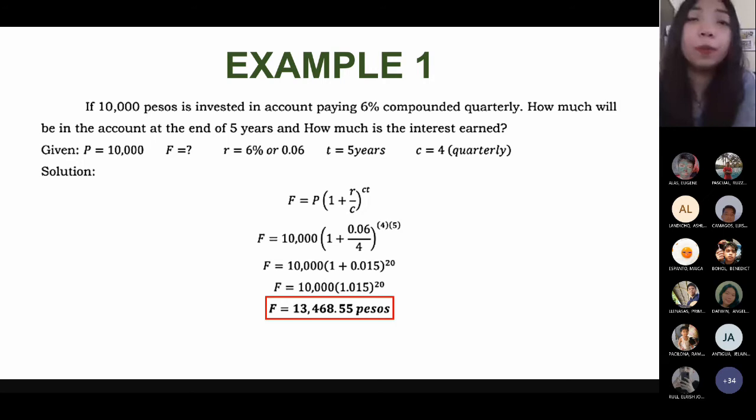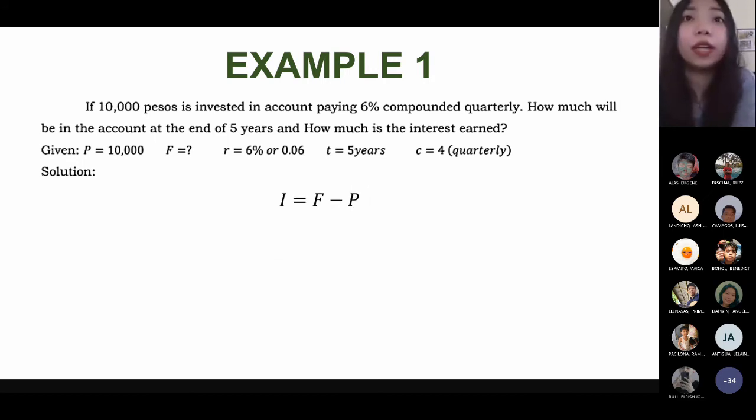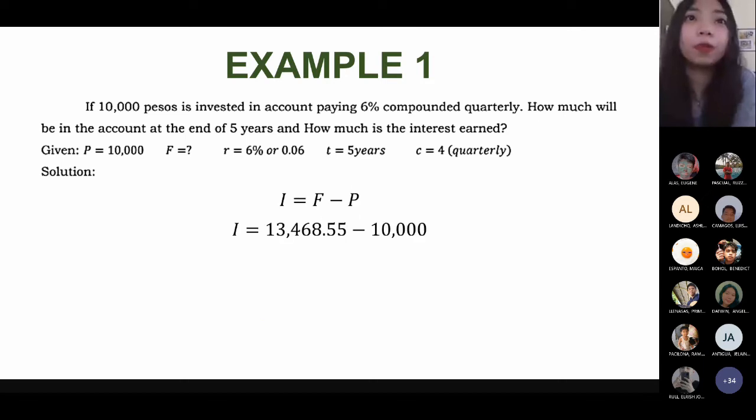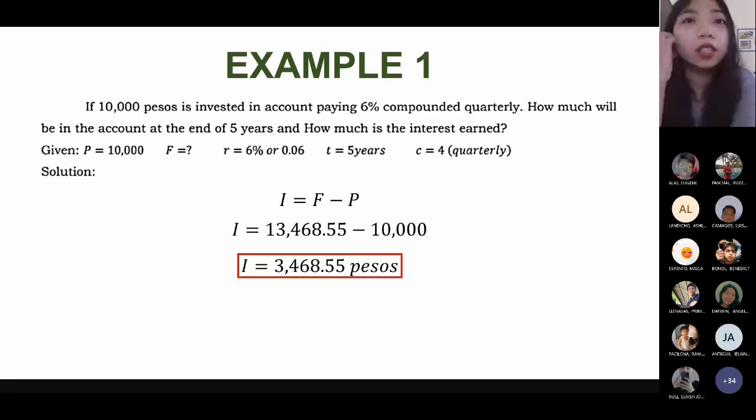So to find the compounding interest, we can use its general formula, I that is equal to F minus P. Since meron naman tayong given na P and then na-compute naman natin previously yung ating value ng maturity. So substitution lang tayo dito. We will have 13,468.55 minus 10,000. And we will get our compounding interest after 5 years, that is equal to 3,468.55 pesos.